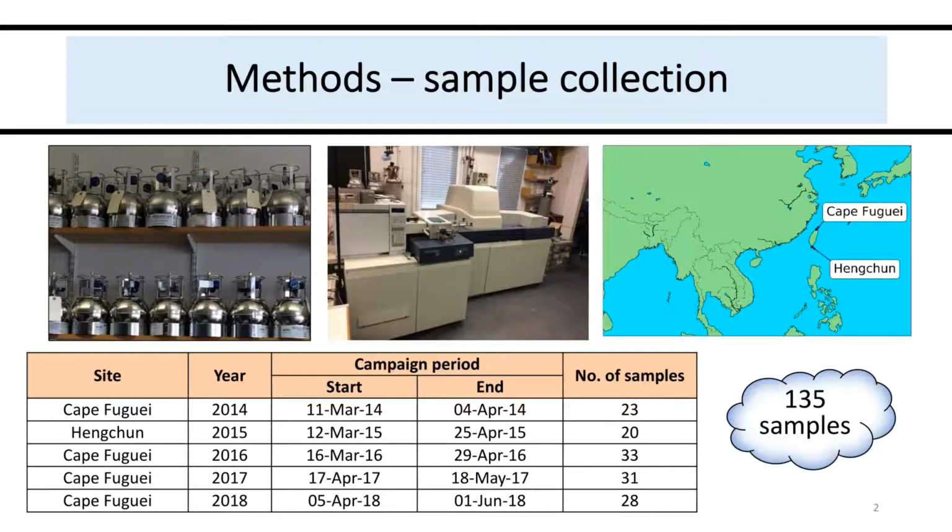There were 2 sampling sites in Taiwan. In 2015, samples were collected at a site on the southern coast of Taiwan. And then in all of the other years, samples were collected at a site on the northern coast of Taiwan. Both sites should be influenced by relatively similar outflow from the East Asian mainland.